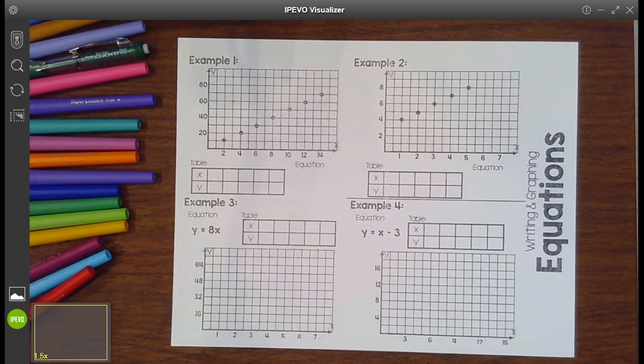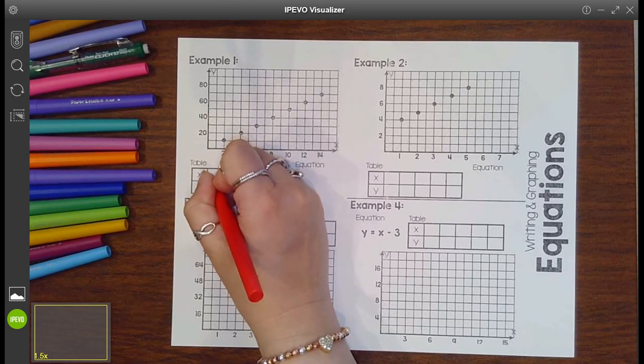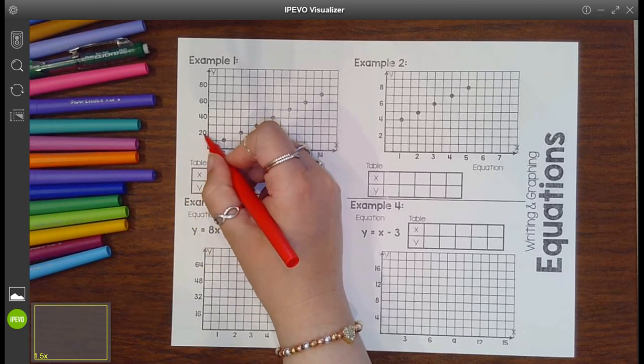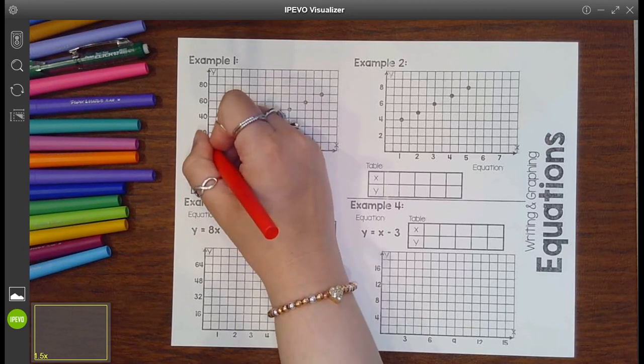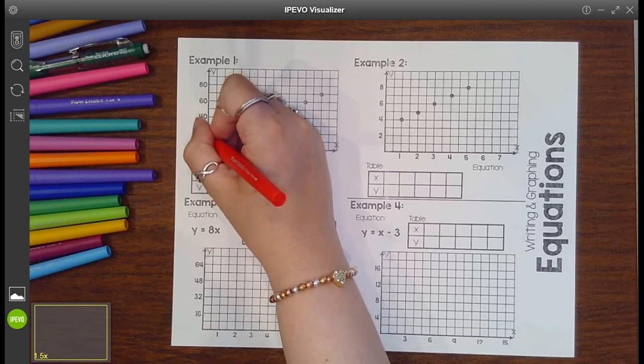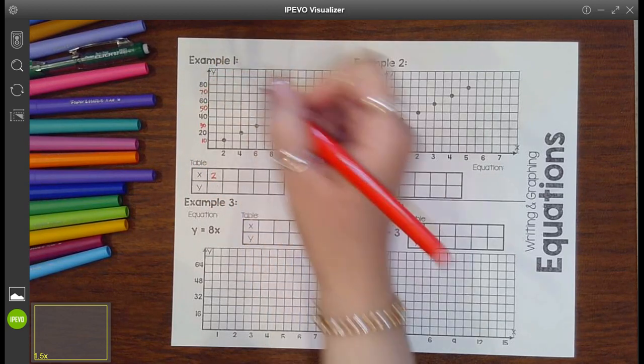So for the first example, do you see that they gave me those coordinate points on the graph? So let's go ahead and fill in the table with those. So the very first point that I see is right here. What is that? It goes over 2, but up what? Well, between 0 and 20, what's halfway between there? 10. So that means that on my graph, they're counting by 10. So 10, 20, 30, 40, 50, 60, 70, 80.